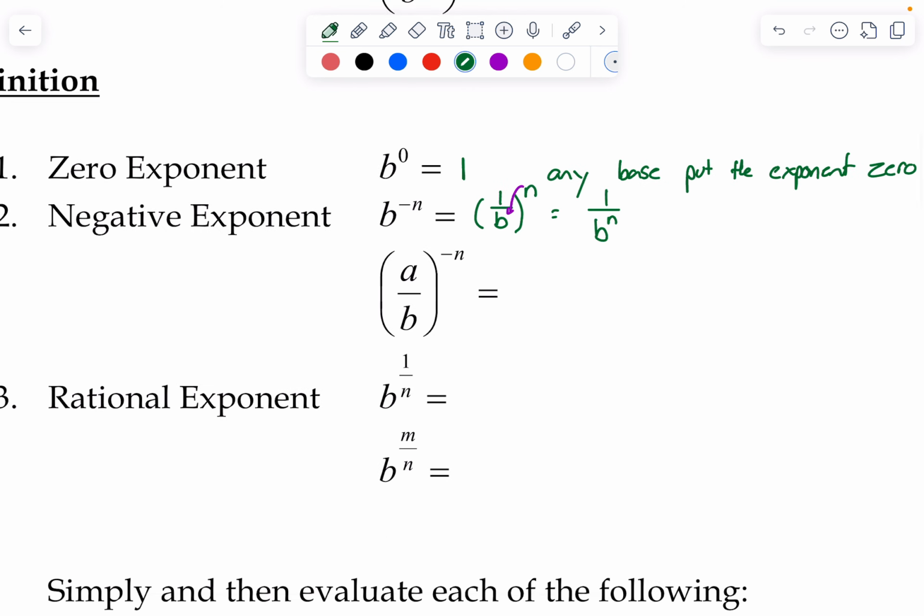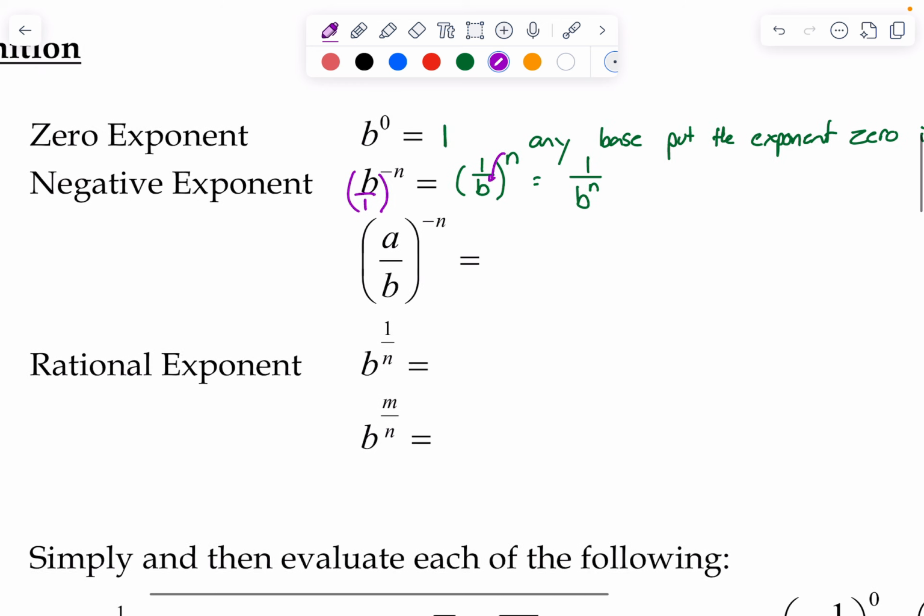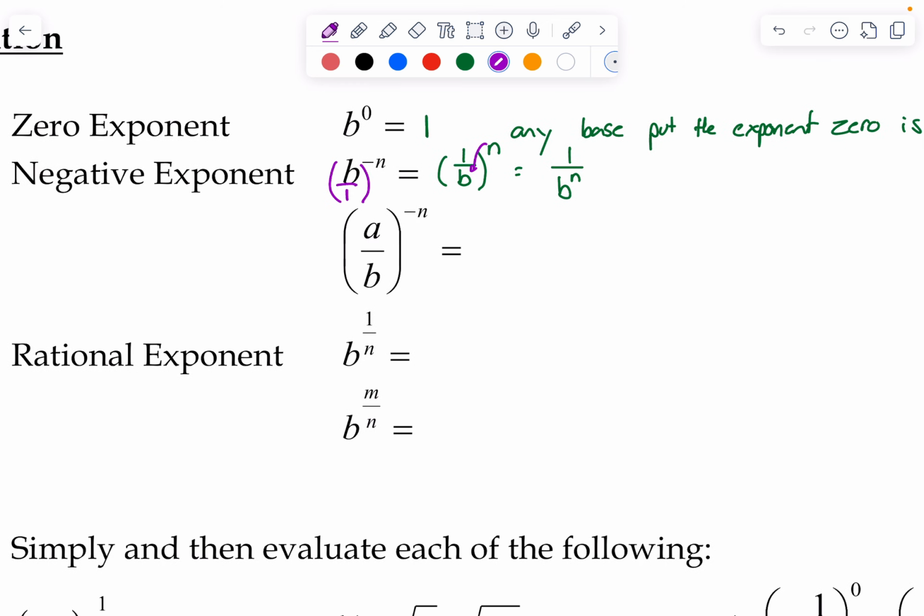Well, what happens when there's a fraction on the inside? Well, you're still going to reciprocate your base. So if we can think of this first problem we did as b over 1, because anything divided by 1 is still itself. Well, look, b over 1 became 1 over b. You flip your numbers. So the same thing would happen here. If it's a over b put to a negative exponent, well, now it would be b over a, and then that would be put to the positive exponent now.